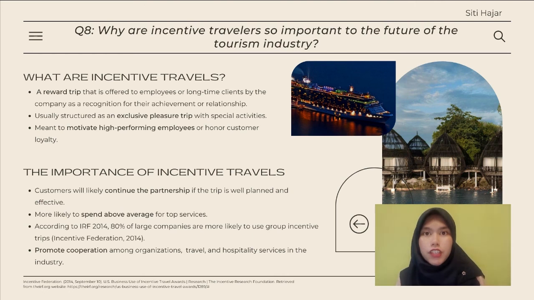Lastly, incentive travels will promote cooperation among organizations, travel and hospitality services in the industry as they try to tailor the most effective incentive trips for their employees to increase their productivity in the company.